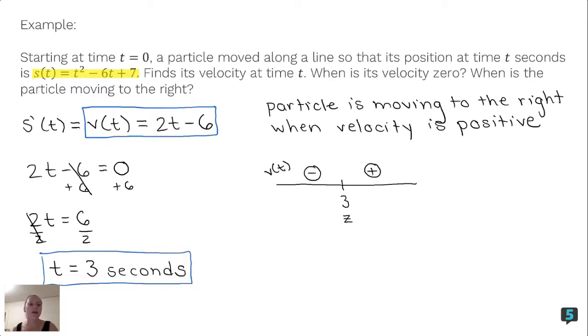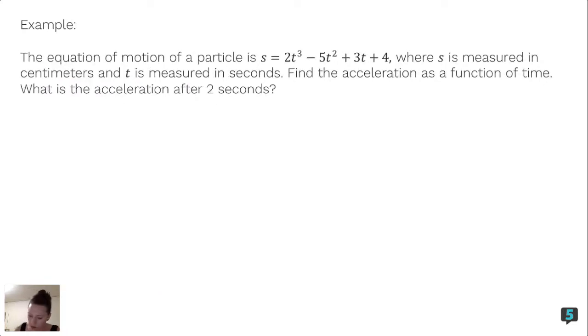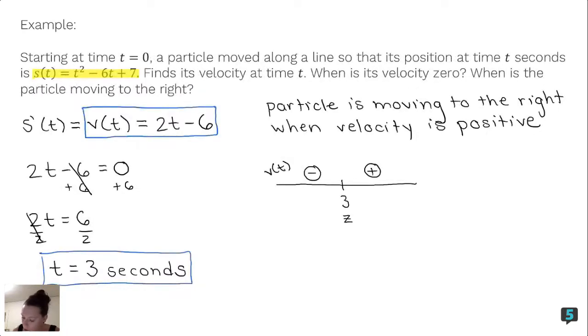Okay, keep in mind that the answer itself isn't as important here as whether it's negative or positive. We now know that my velocity is positive when t is greater than 3 seconds. So my particle is moving to the right. Whoops, sorry about that. Particle is moving to the right, so my velocity is greater than 0 when t is greater than 3 seconds.